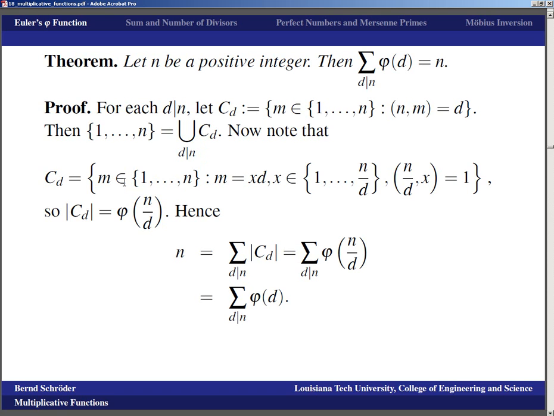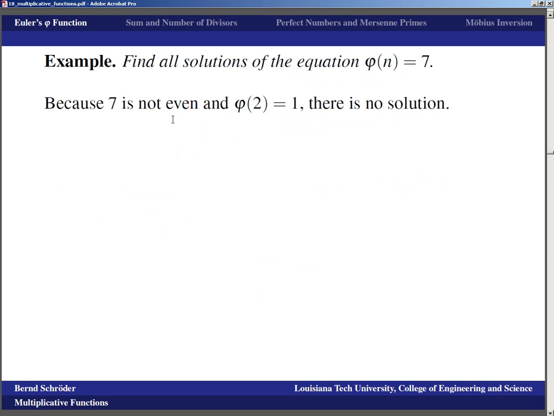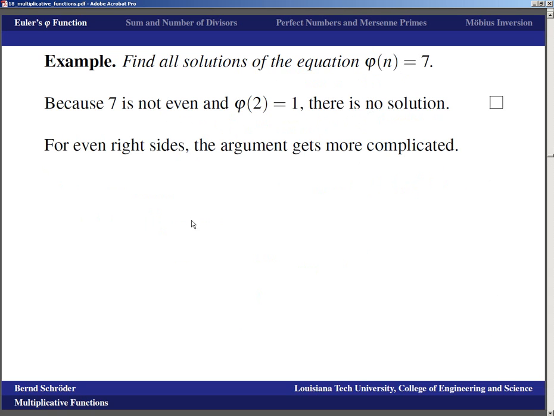Here we're looking at the set c sub d of all numbers m between 1 and n so that m is d times x, where the greatest common divisor between x and n over d is 1. And that would then mean that the c sub d's have phi of n over d elements, and the computation stays as it was. Okay, so as an example, if we were to find all solutions of the equation phi of n equals 7, well then, because 7 is odd and phi of n is even for n greater than 2, and phi of 2 is 1, there is no solution of that.